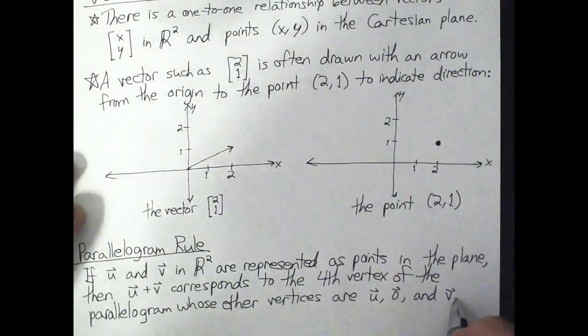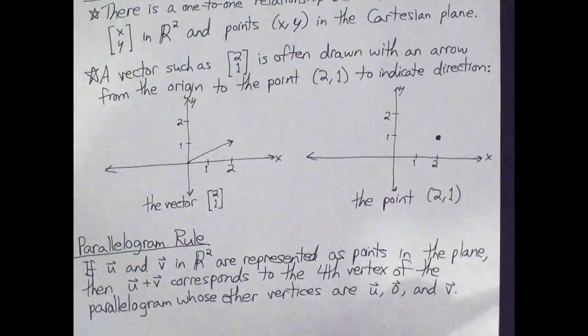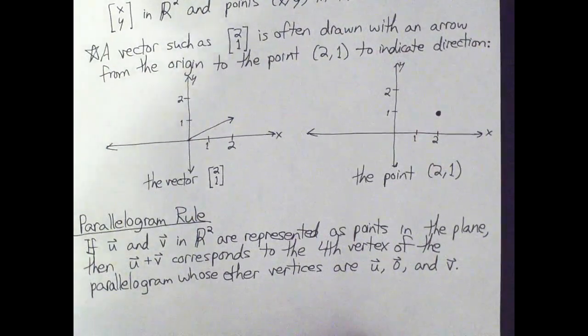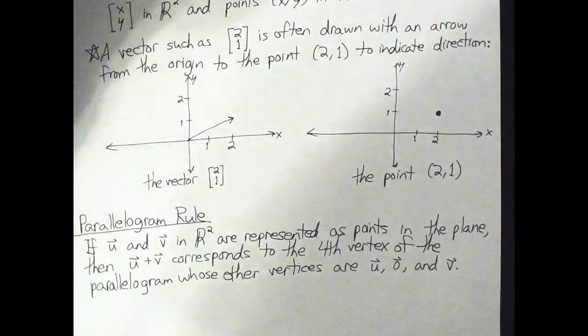I'll draw a picture of this. This is definitely a very visual idea. We're talking about parallelograms, so let's try to draw a picture of one. You notice the zero vector showed up in this sentence. The zero vector would just correspond to the origin, wouldn't it? 0, 0.